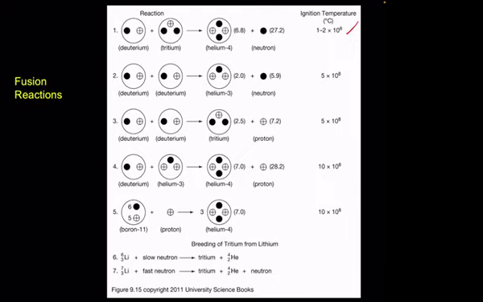Numbers in parentheses are the energy of the product particles in units of 10 to the 7 kilojoules obtained from the fusion of 1 gram of reactants. Now you see there's 2 lithium ones at the bottom. And this becomes important because of what we can do, which I'll get to in a second.